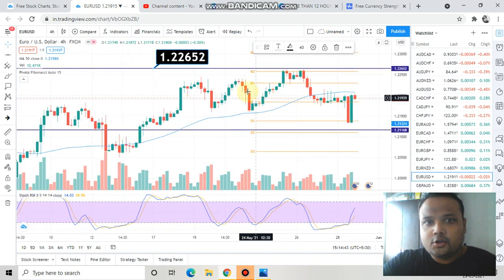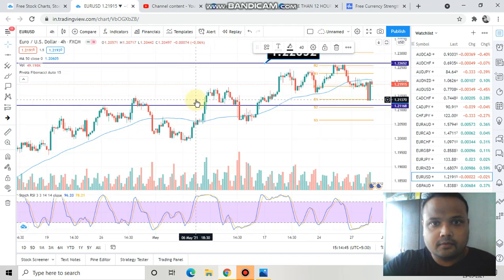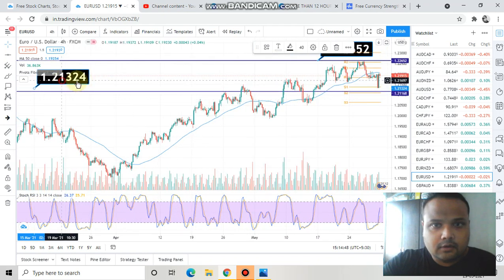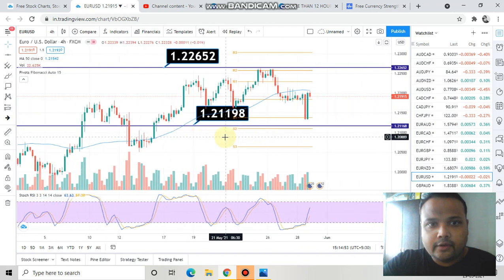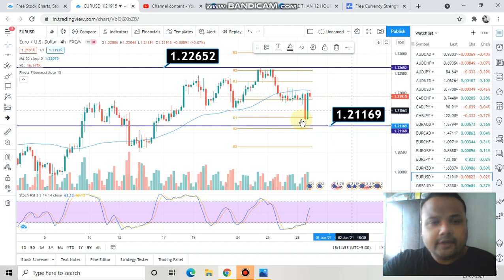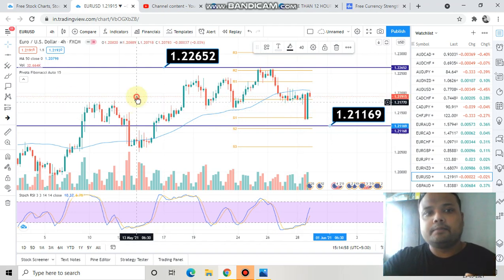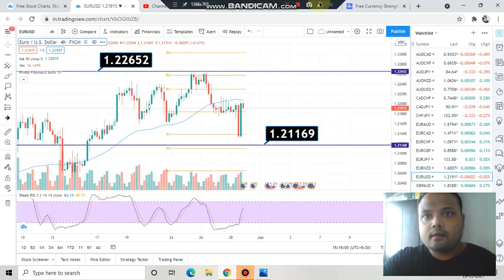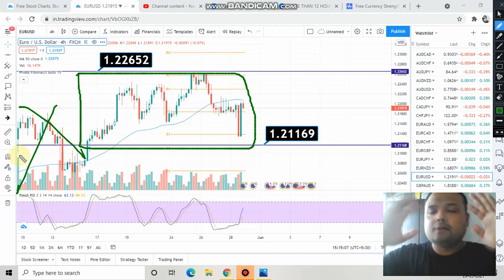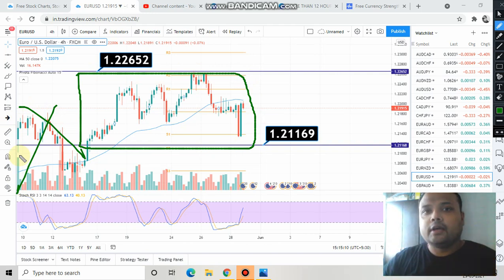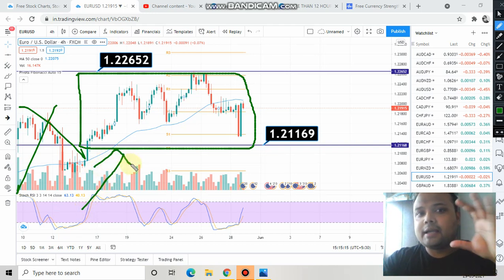So right now we have got two levels here, and if I tell you just to look at this particular portion, forget about the overall trend of the market, just throw away everything, just focus on this particular portion. What do you see? You can easily see that the market is in a range right now.